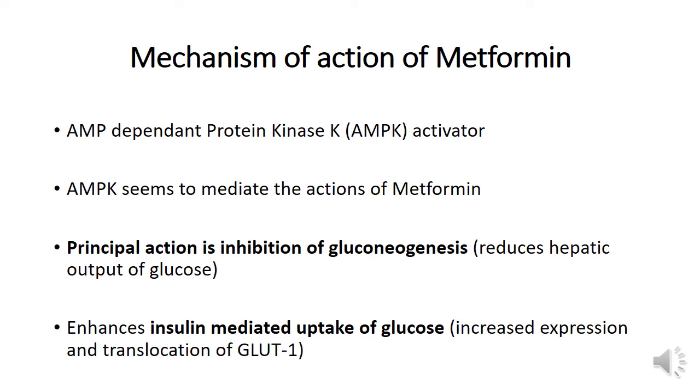How does metformin act? How does it overcome insulin resistance? How does it reduce plasma glucose levels? Metformin activates AMP dependent protein kinase, AMPK, which seems to mediate the actions of metformin. The principal action of metformin is to interfere with the hepatic output of glucose by interfering with gluconeogenesis.